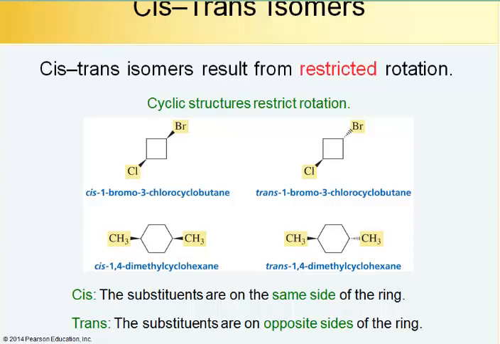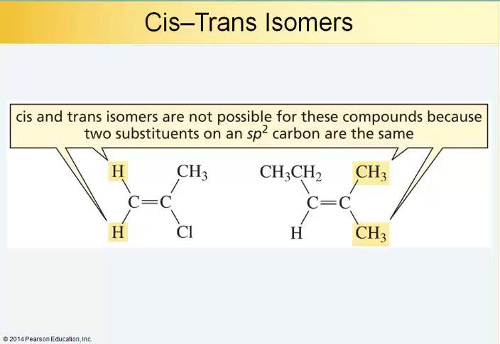Cis-trans isomers come about because of restricted rotation. So we have this cis compound that's both on the same side of the ring, or we have trans on top of the ring and below the ring. Not all alkenes are going to have cis and trans isomers, and that's important to note, because if one of your carbons has two of the same substituent, you will not have cis and trans.